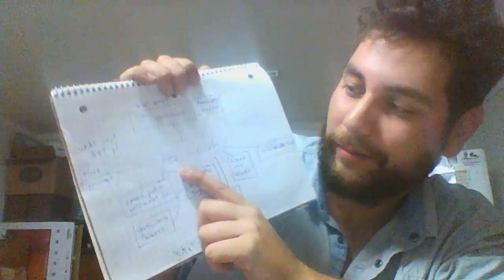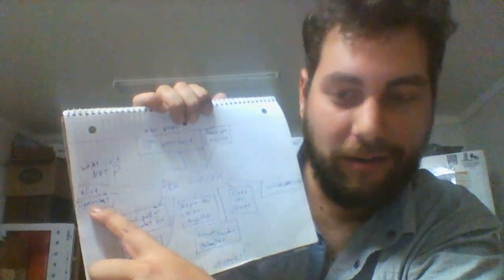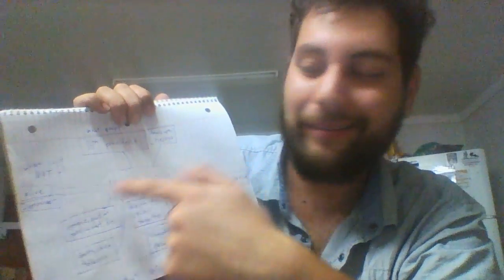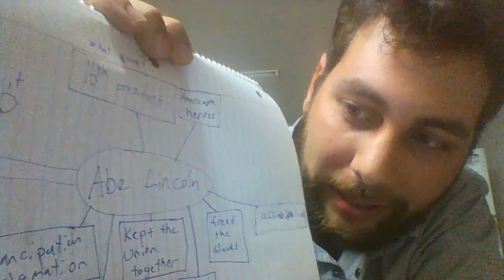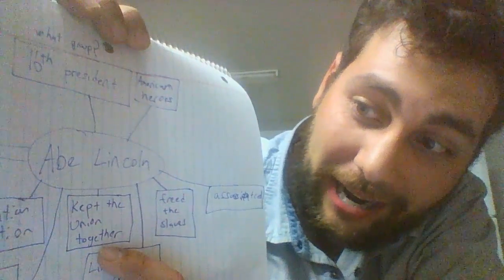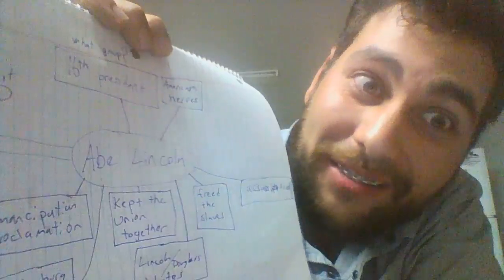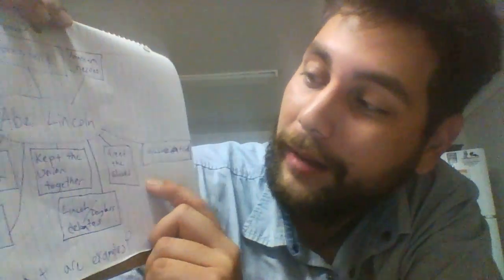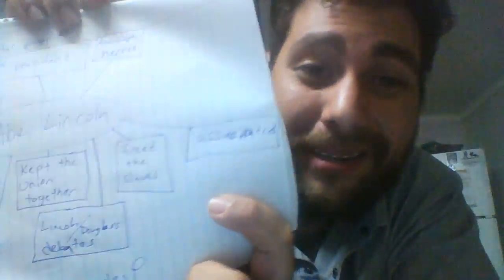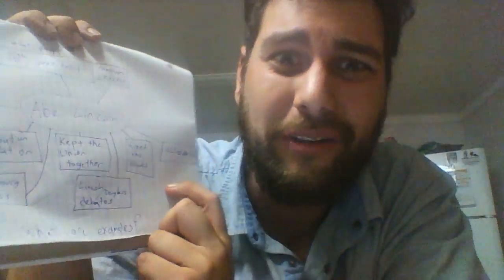What is he not? That's another question that it asks over here. What is Abraham Lincoln not? He's not alive, and he's not a Democrat. What are examples of Abe Lincoln? And what comes to mind with Abe Lincoln? Emancipation Proclamation, kept the Union together, the Gettysburg Address, the Lincoln-Douglas debates, and he freed the slaves, and he just happened to be assassinated. Not too good.